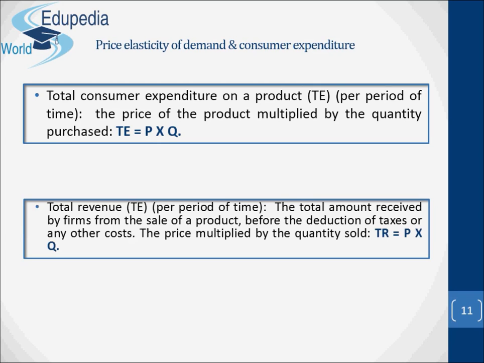Total consumer expenditure will be the same as the total revenue received by firms from the sale of the product before any taxes or other deductions. What will happen to consumer expenditure, and hence firms' revenue, if there is a change in price? The answer depends on the price elasticity of demand.